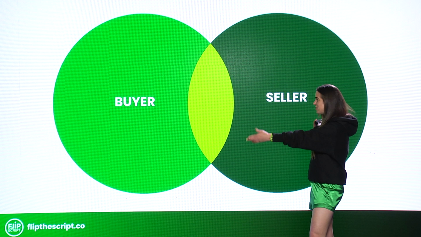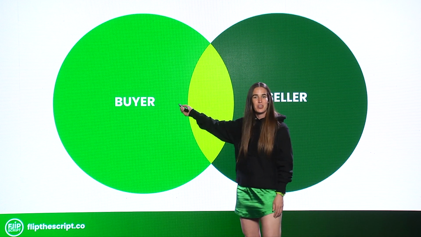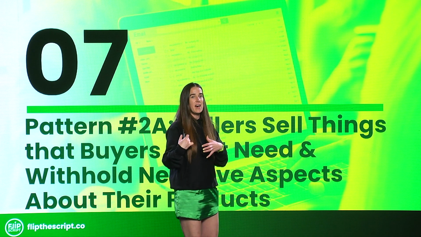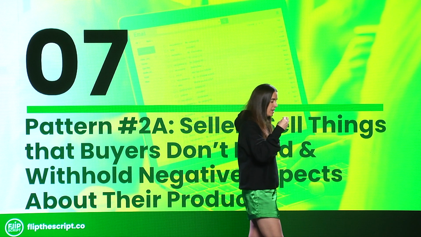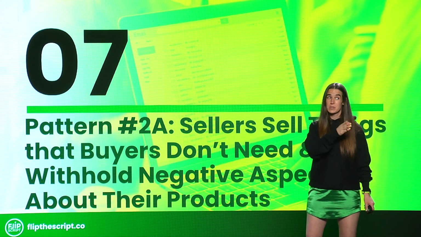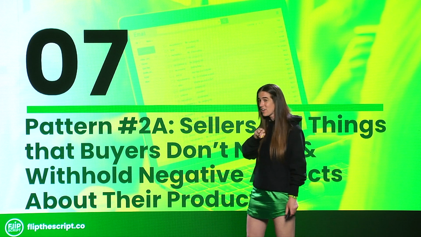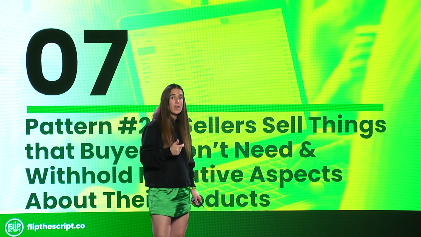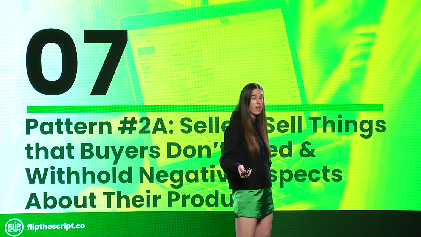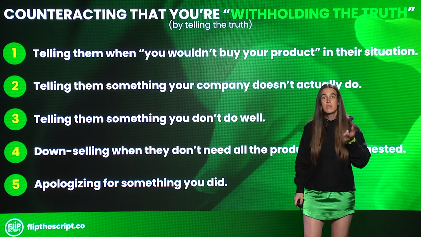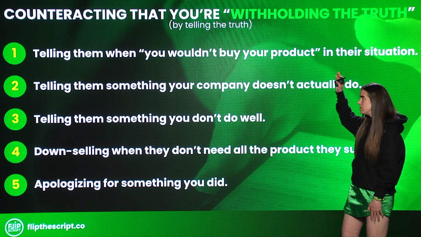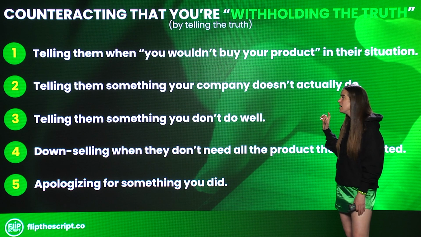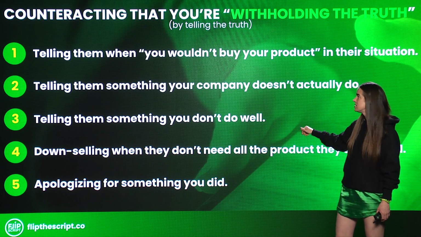This is my wonderful little graph. There is no overlap between the two of what we want. So the first pattern that I would interrupt as a seller is the perception, the very true and real perception that's most often accurate, that sellers will sell buyers things that they don't need and withhold negative aspects about their products in the process. So I'm going to go into several ways you can counteract this.